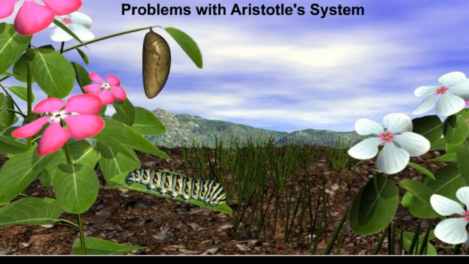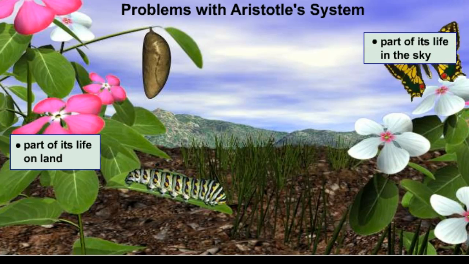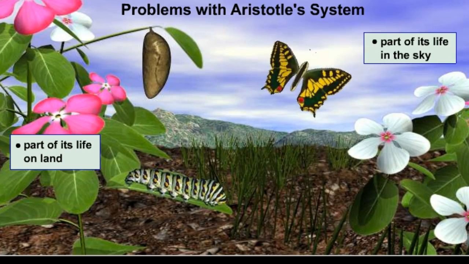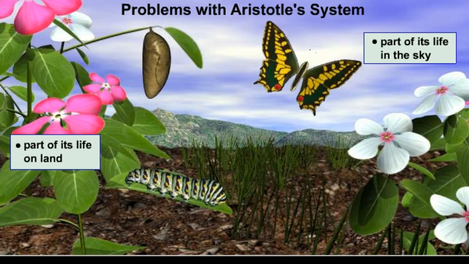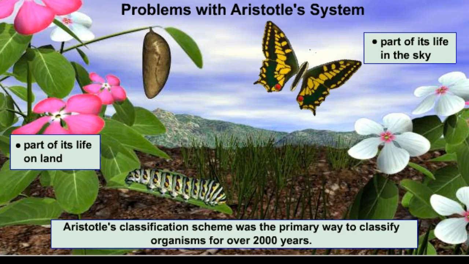Aristotle's system of classifying worked for many organisms. However, it had some problems. For example, a butterfly spends part of its life on land and part of its life in the sky. It would be hard to classify under this system. Despite problems, Aristotle's classification scheme remained the primary way to classify organisms for over 2,000 years.